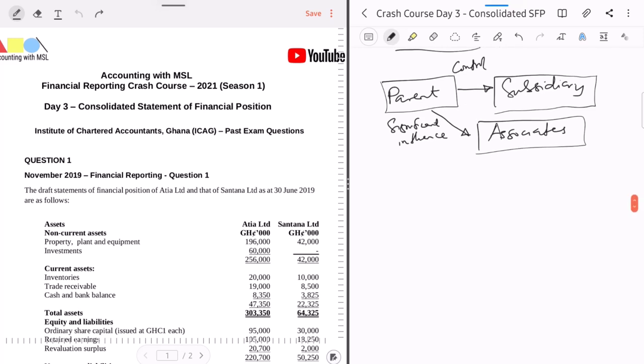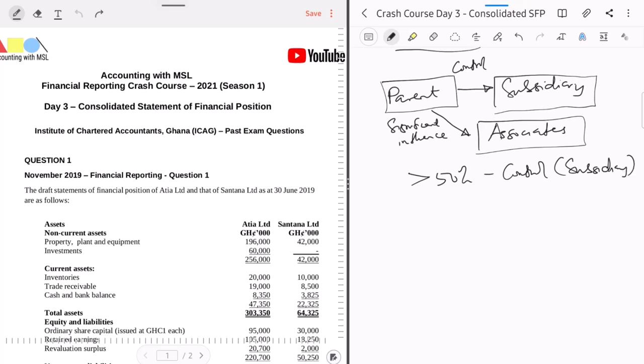Just know that in terms of percentages, as a rough estimate, if a parent controls greater than 50% of the ordinary share capital or voting rights of an entity, then they have control. In that case, that entity is deemed to be a subsidiary. So if you control 50% or more, this is a subsidiary.